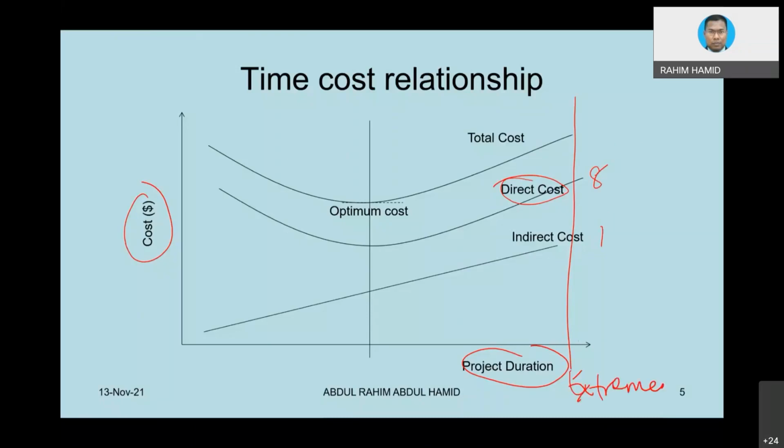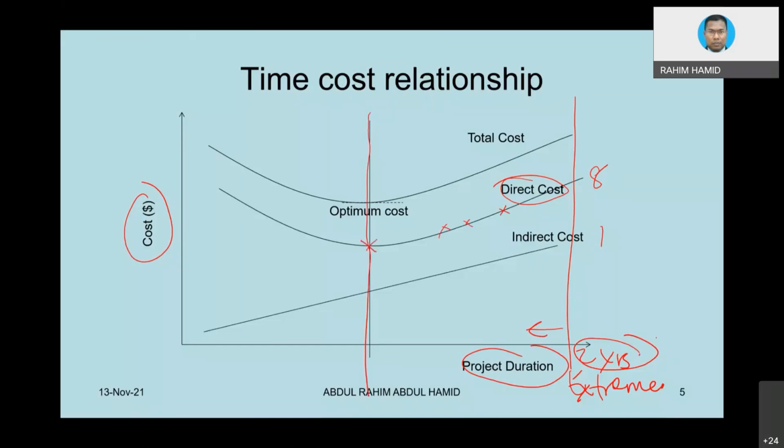This could be 2 years of the project. But then you compress the project further, and you compress the project. Then basically there is possibility that the direct cost would be reduced. You see, reduce. But then there is a line here, we call it optimum cost.